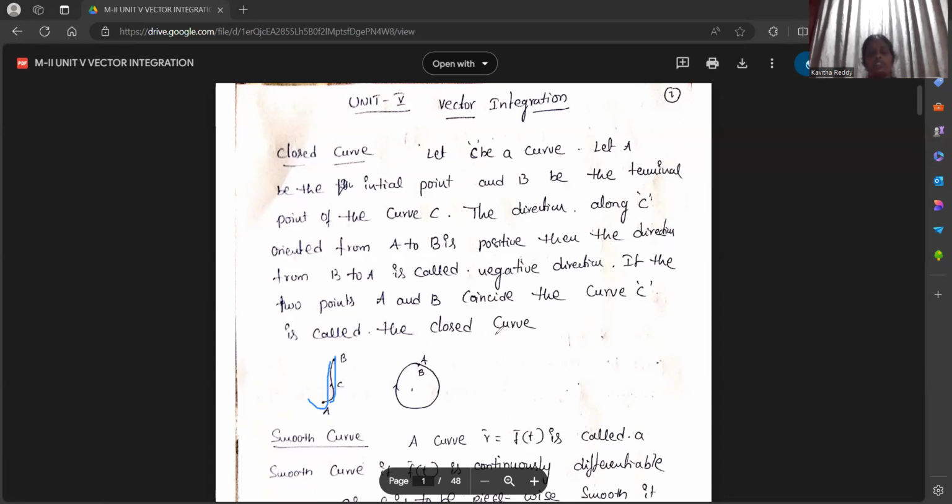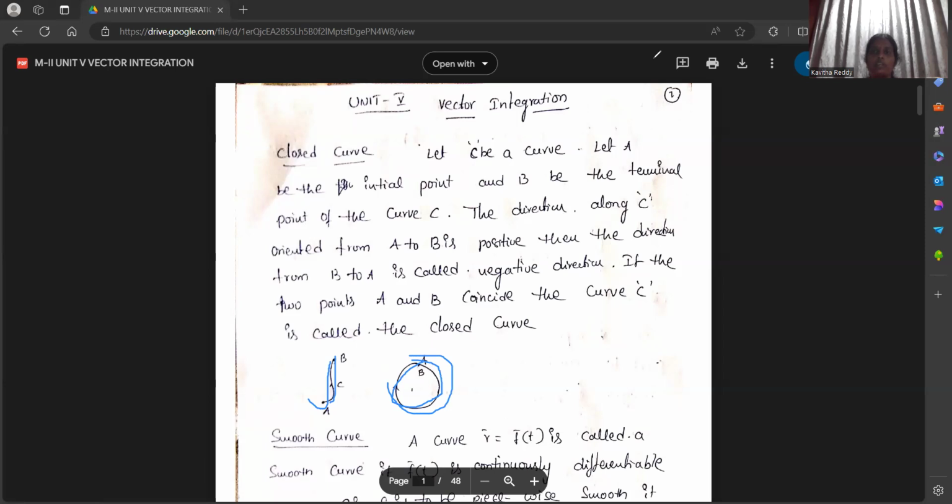If the two points A and B coincide, the curve C is called a closed curve. Here observe one more curve. The initial and terminal points, A and B, are touching each other, so this is called a closed curve. A closed curve is one where the initial and terminal points are the same.